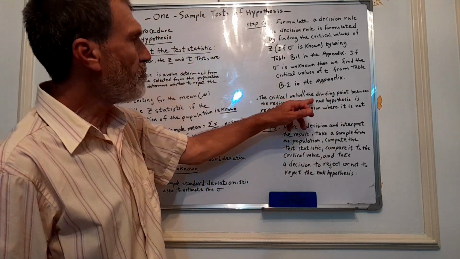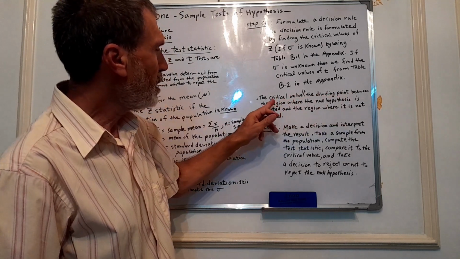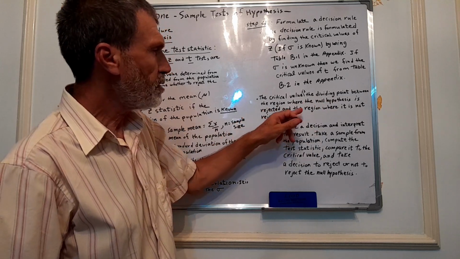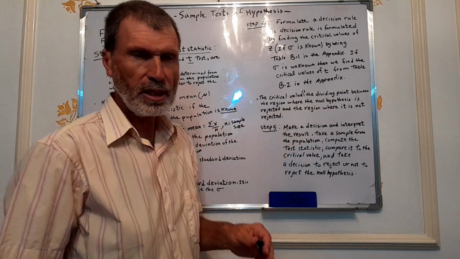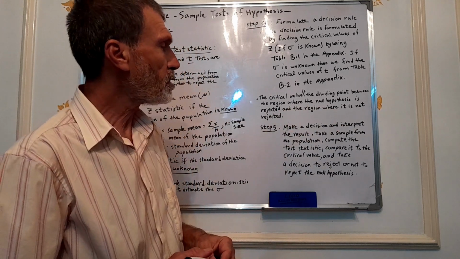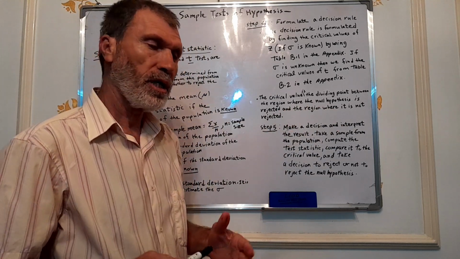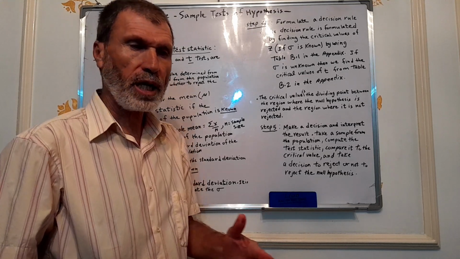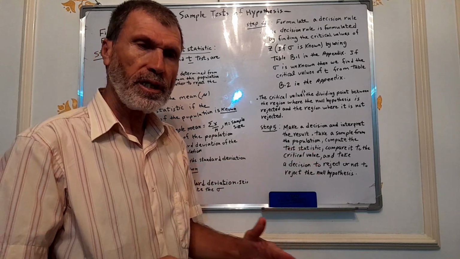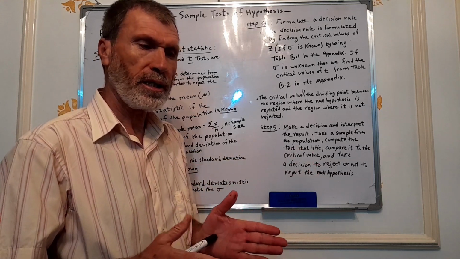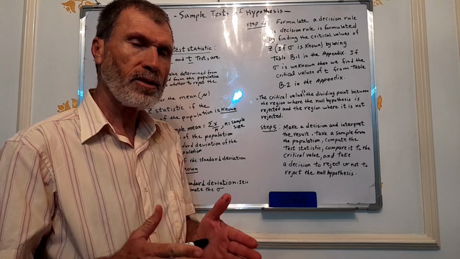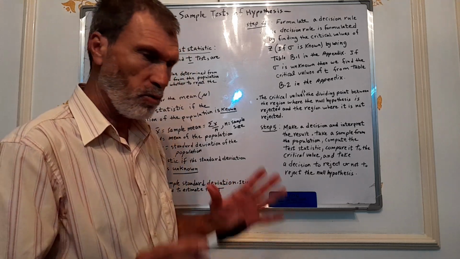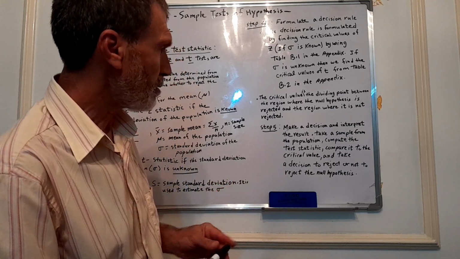The critical value is the dividing point between the region where the null hypothesis is rejected and the region where it is not rejected. We will see that shortly, when we talk about one-tail test or two-tail test. We're going to graph the normal curve and show you whether we have a one-tail right test or one-tail left test, or we have two-tail tests. We'll show that later.